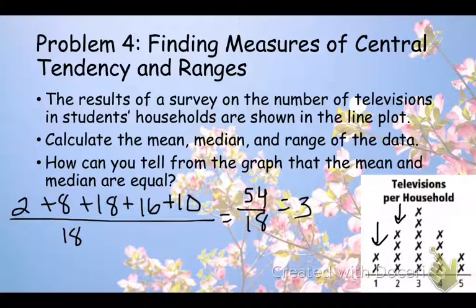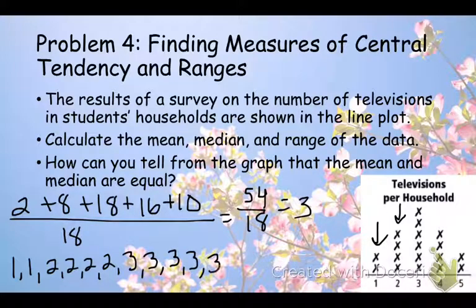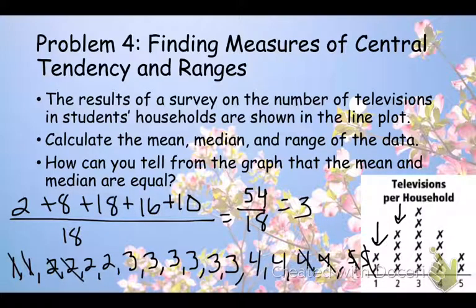When I'm finding the median, I first need to list my numbers in order from least to greatest, and this line plot actually makes that quite a bit easier. I've got 1, 1, I've got 4 2s, 2, 3, 4, 5, 6 3s, 4 4s, and 2 5s, and then again finding the middle. And because they are both a 3, I could add them up and divide by 2, but that is just going to equal 3. So my median is also 3.